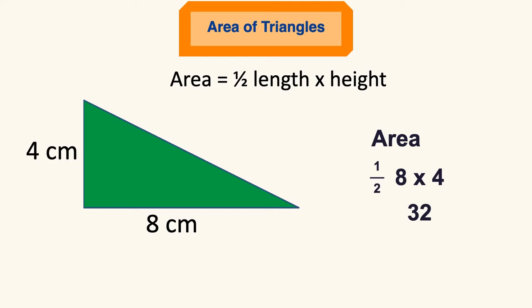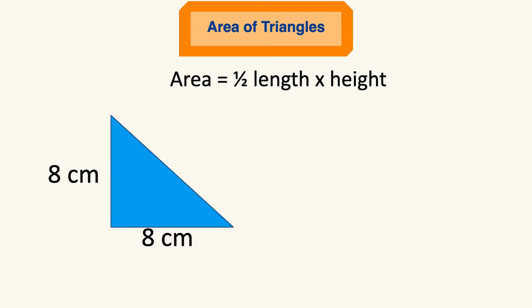Now, we need to divide 32 by 2. That's the same thing as saying half of 32. When we do that, we get 16 centimeters. But we're not finished yet. Remember, area is measured in square units. So our final answer is 16 square centimeters. Let's take a look at another example.